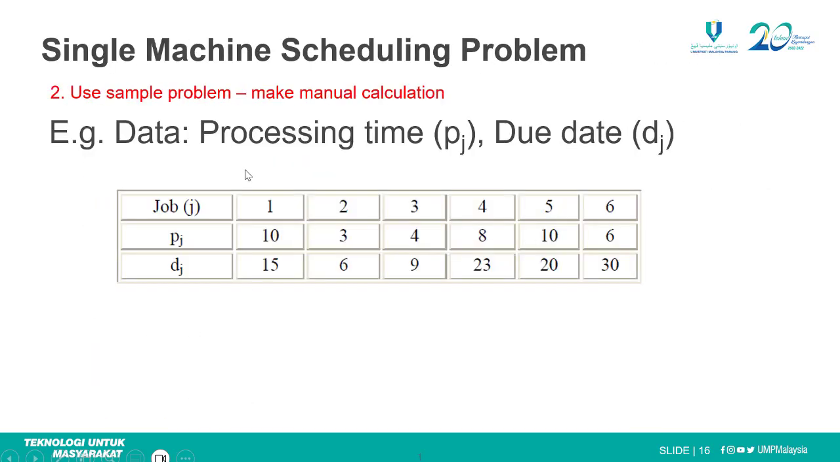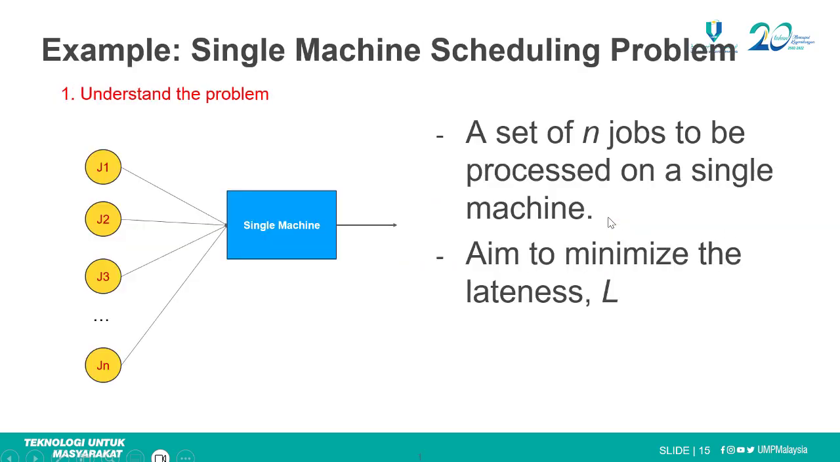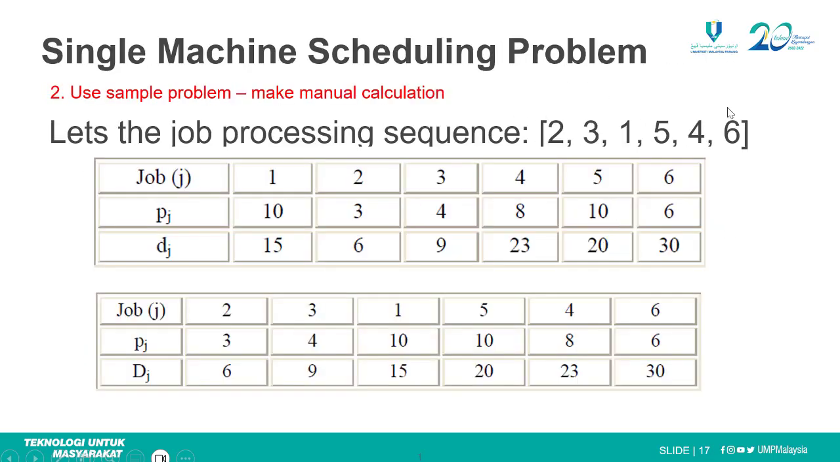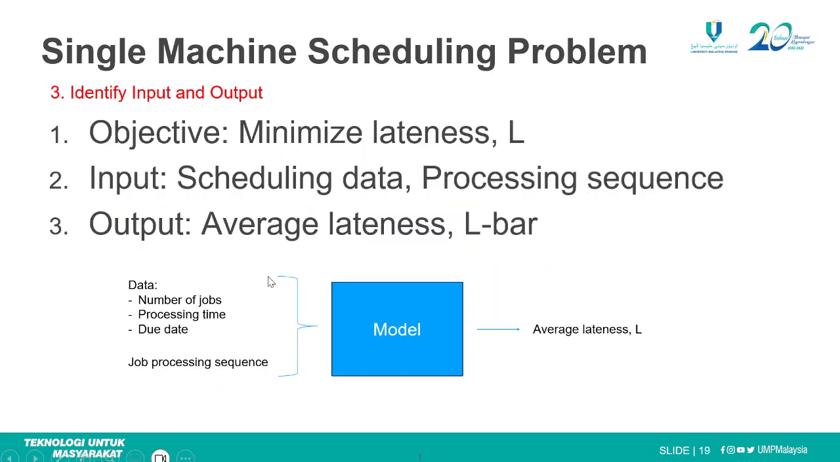So this is the first input, which is the scheduling data. The second input is the job processing sequence. So that is 2 inputs. We have our model, and the output from our model will be average lateness. So we want to measure lateness based on the average lateness.